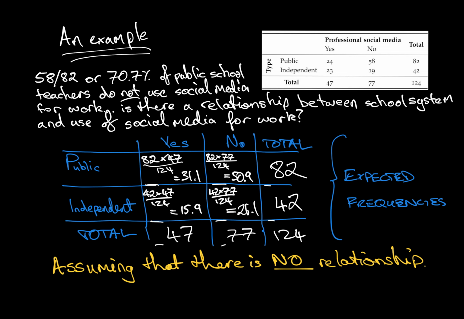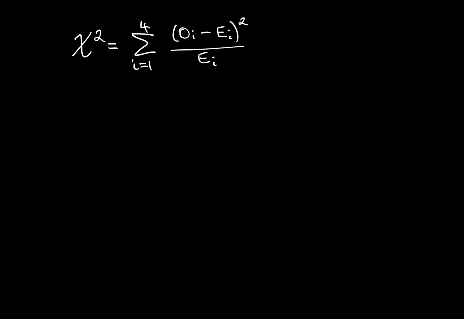Now that we have our expected frequencies and the observations from the beginning, we can go ahead and calculate our chi-squared statistic. The chi-squared statistic is given by this formula, and it reads like this. Chi-squared is equal to the sum from i equals 1 to 4, because we have 4 cells in our two-way table, of observation i minus expected frequency i, all squared, divided by expected frequency i.